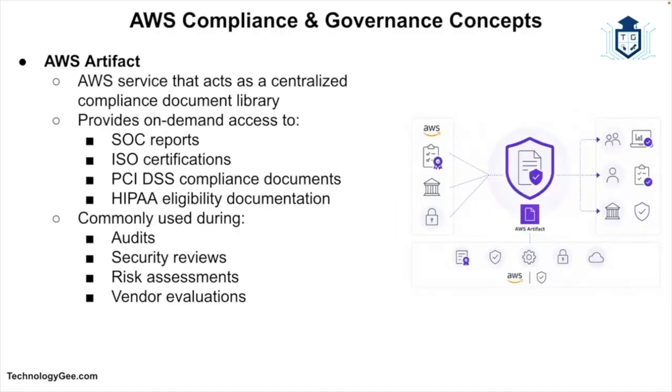And basically, AWS Artifact, this is essentially your compliance document library. It gives you access to SOC reports, ISO certifications, PCI DSS compliance documents, and HIPAA eligibility details. So in the real world, if you're working for a company in healthcare or finance, you'll constantly be asked, is AWS compliant with XYZ regulation? In AWS Artifact, this is where you go to prove it.